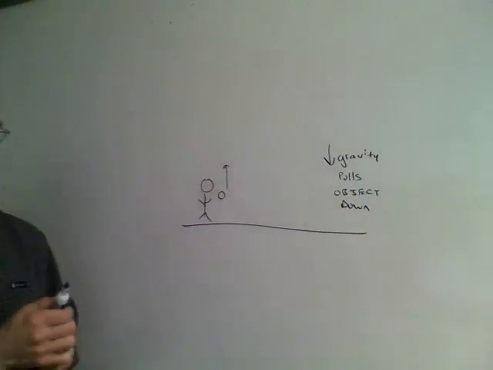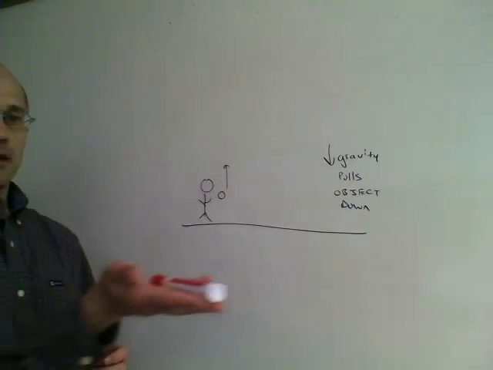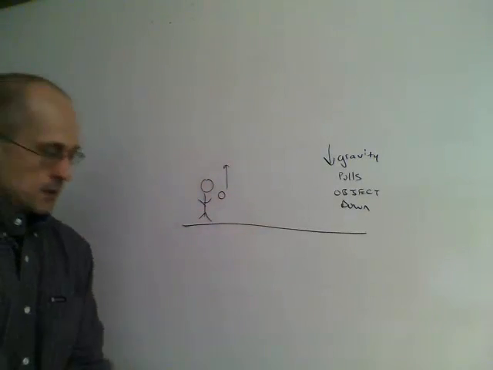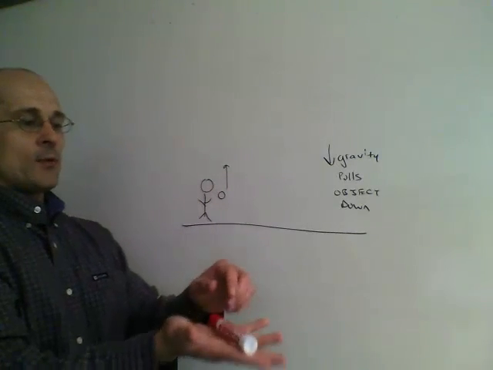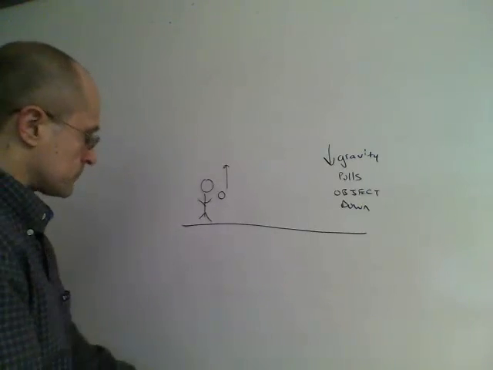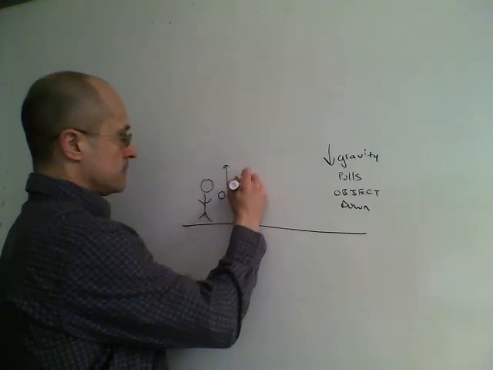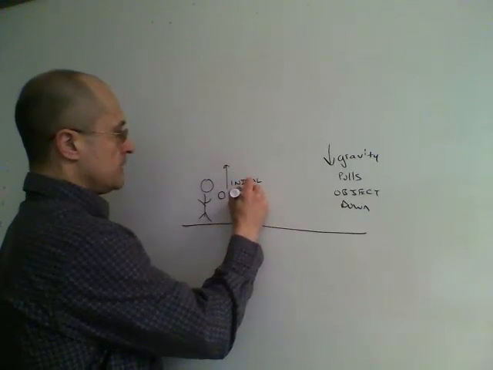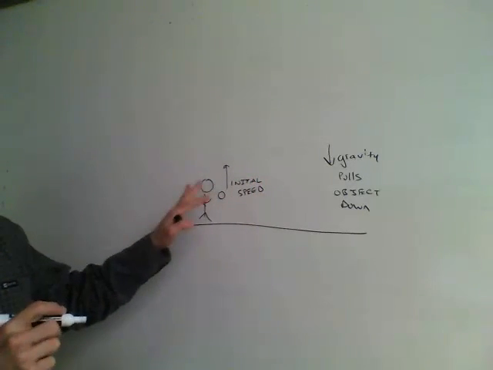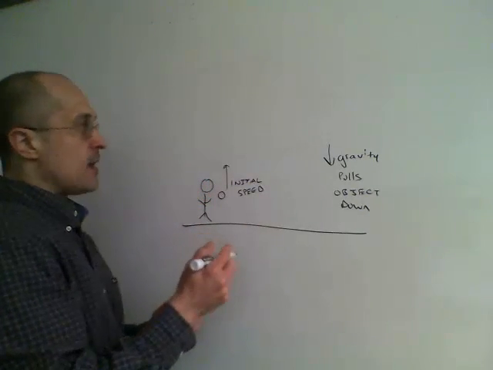So what happens is when I have the marker and I'm throwing it into the air, once the marker leaves my hand and it starts traveling up, my hand gives it some initial speed. It leaves my hand with some initial speed. My hand is no longer interacting with the ball. My hand has no more force on the ball.